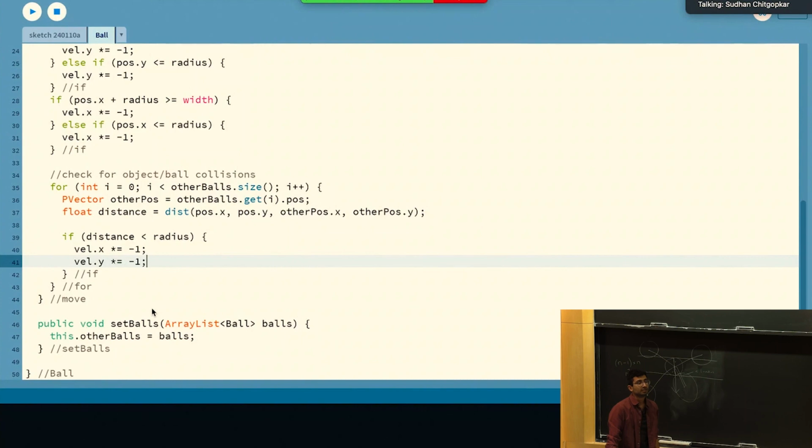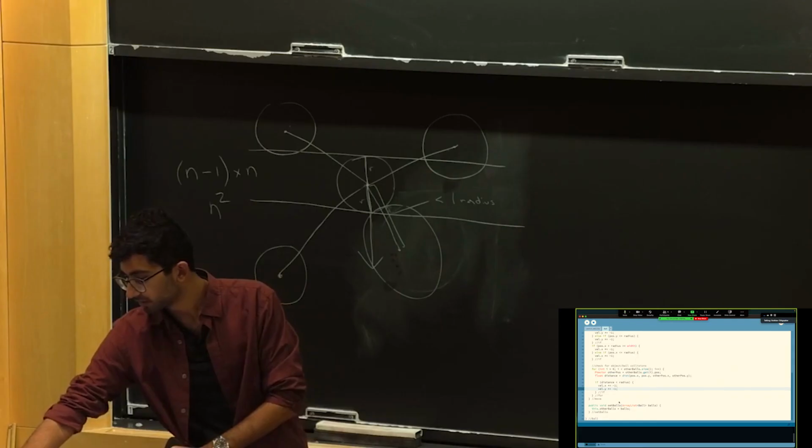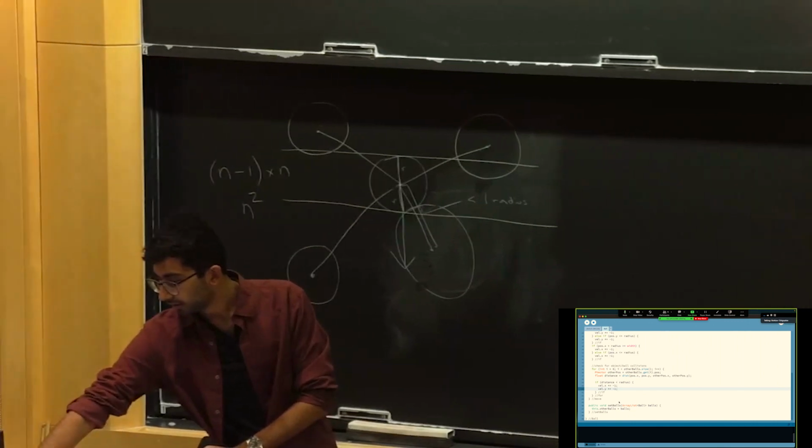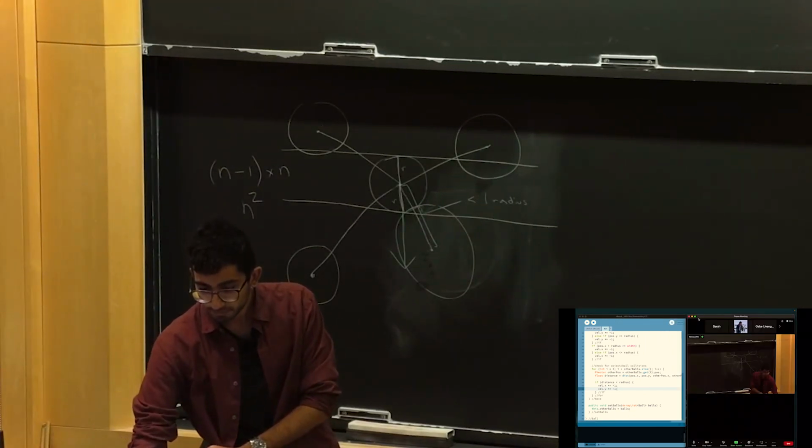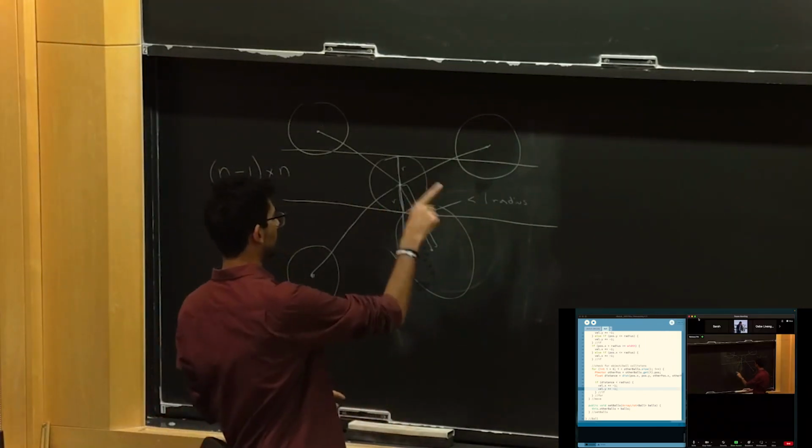It should be 2 radii. Yes, I think you're right. Yeah, it absolutely should be. Yeah, so somebody pointed out in class that I made a mistake. Let me show you guys where that mistake is. Let me stop sharing here. Okay, yes.